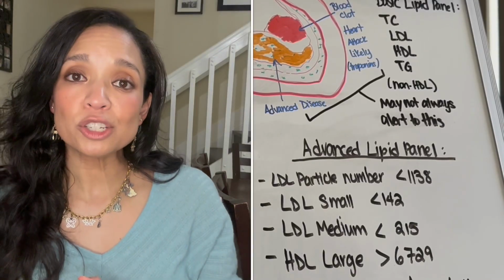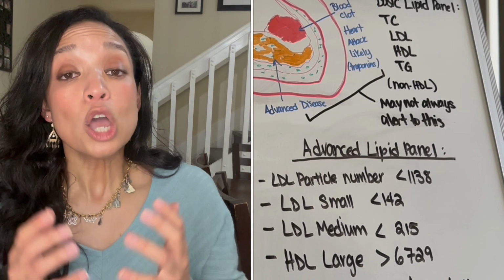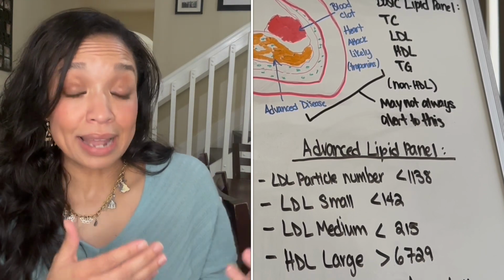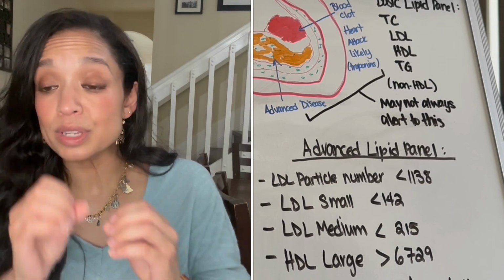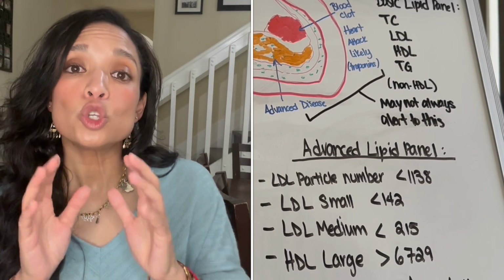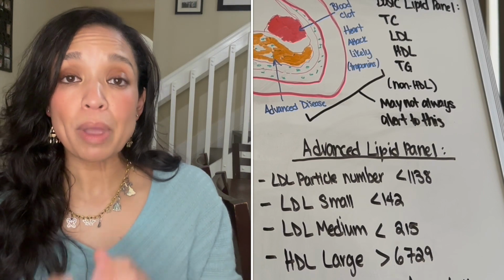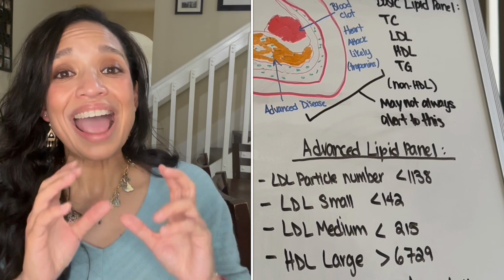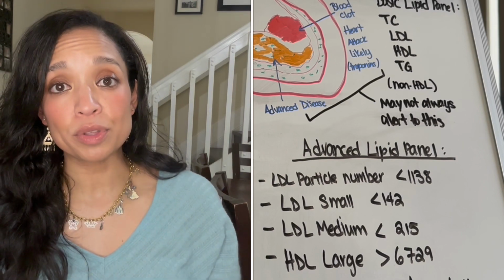Starting with this first section, which is about the particles. Your lipids are exactly what that number and that name suggests. They're particles, and there's a lot of them floating around inside of your body. So when we take a look at the advanced lipid panel, one of the first things that we look at is the particle number and the size of the particles that you have within your blood.